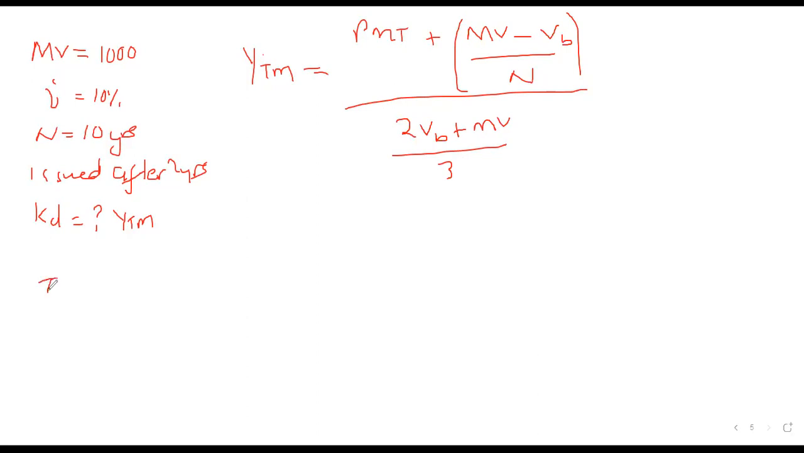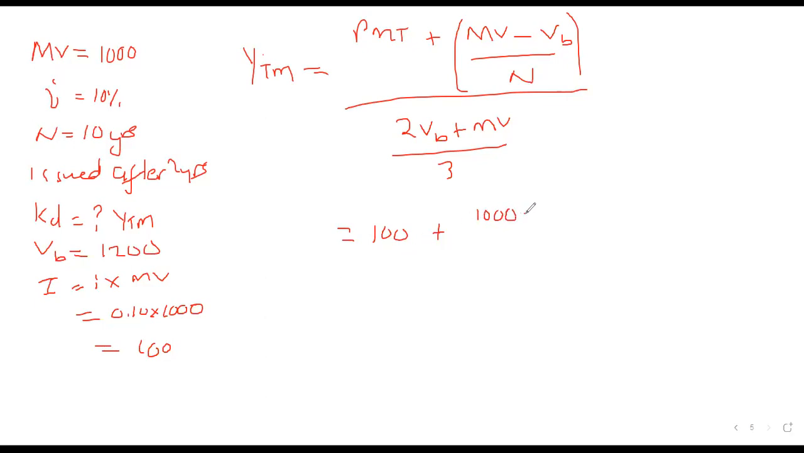So our coupon payment is capital I, which is equal to small i times what? Maturity value. So 10% and 1,000. What do we get? 100. So the coupon payment there is 100, plus maturity value, 1,000. And we're told that the bond is selling for 1,200. So we're given the value of the bond as 1,200.